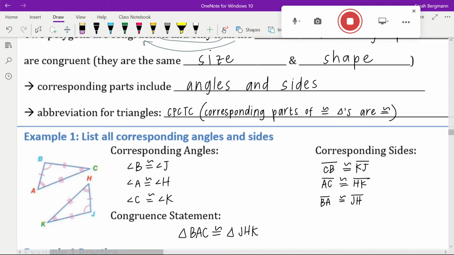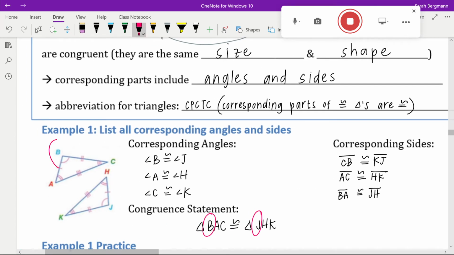Now, double check always, your congruent statement must be in an order to show what's corresponding. So B corresponds to J, that's correct. B and J are corresponding. And then A corresponds to H, and C corresponds to K. In addition, you should know if you pick any two letters, these are corresponding. So segment BA corresponds to segment JH. That's seen here. Similarly, segment AC corresponds to segment HK, and segment BC corresponds to segment JK.